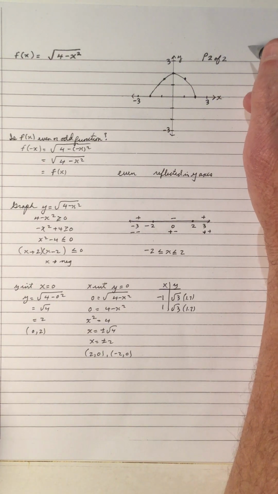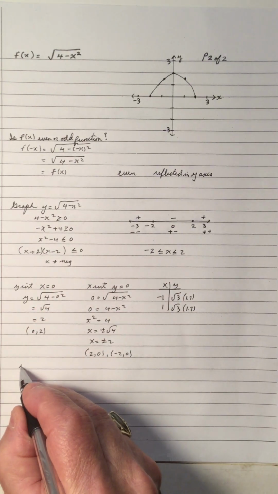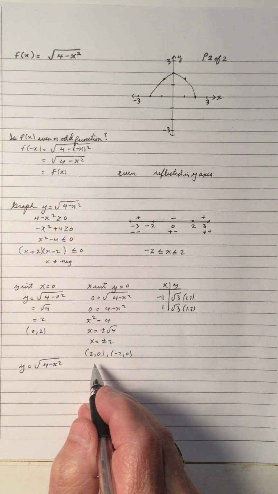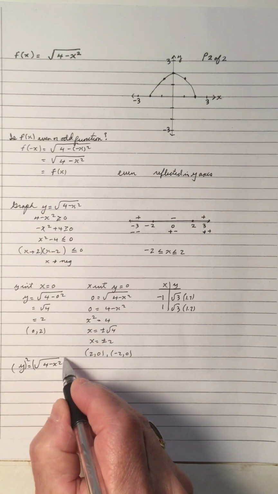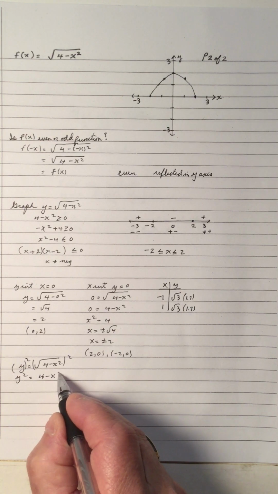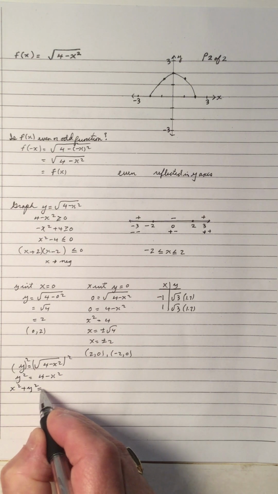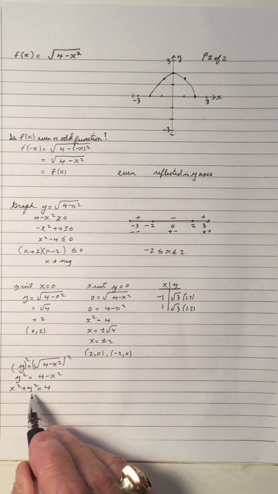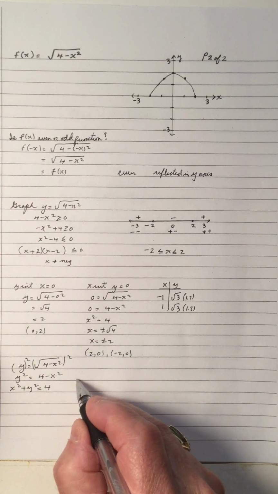But how do we know for sure? Well, one way that I know for sure is that I take this equation. I go y equals square root of 4 minus x squared. And I work out where this came from. It came from squaring both sides. So if I square both sides, I get y squared equals 4 minus x squared. If I move the x over, I get x squared plus y squared equals 4. So by squaring each side, I can see that this is the equation of a circle.